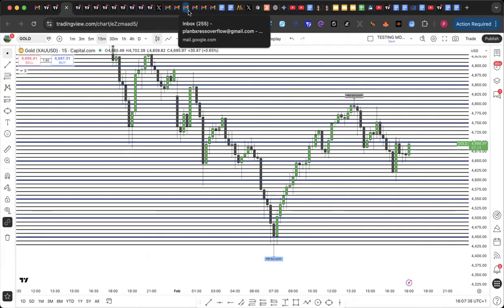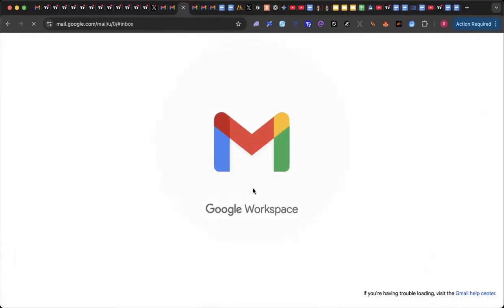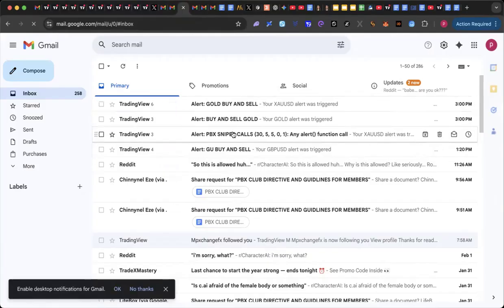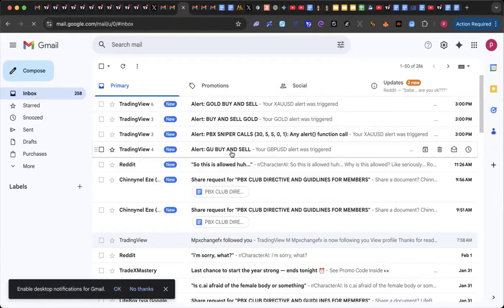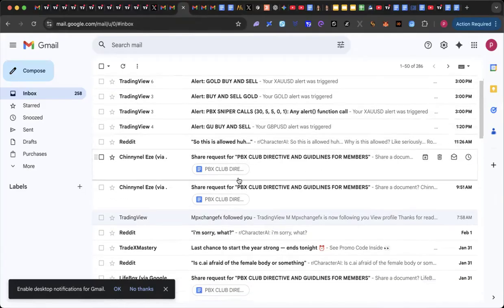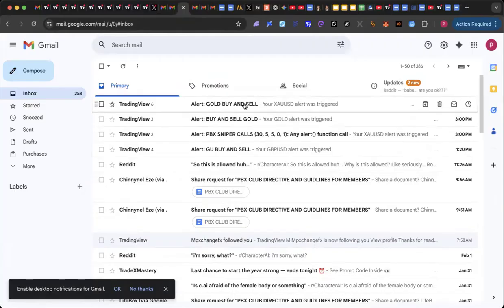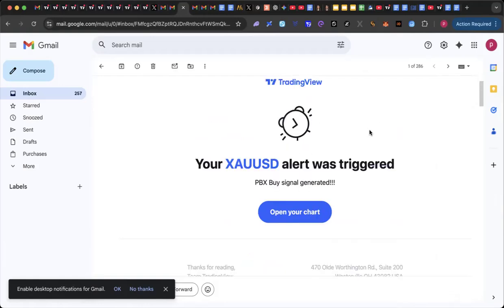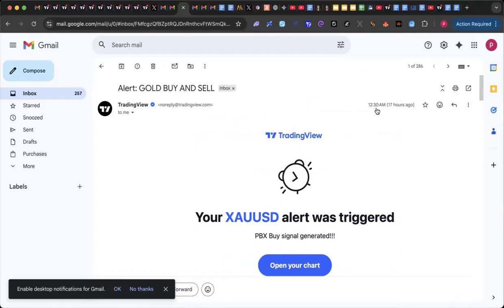Alert is going to come to where? Your email. So look at it. If you go to my mail now, you must have seen some alerts that came today. Look at it: gold alert. So GU, that's massive. Let's click on this gold alert. It says it triggered a buy signal. What time was that? 12:30 a.m. Oh my God.